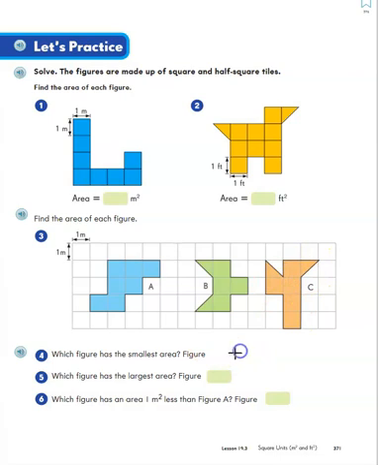So we can see that figure B is definitely the one with the smallest area because that one was only 5 square meters. Number 5, which figure has the largest area? That would be figure A because that one had an area of 7 square meters. And then number 6 says, which figure has an area 1 square meter less than figure A? So we know figure A had an area of 7 square meters, right? And then C had an area of 6 square meters. So that would be 1 square meter less than figure A. So this would be figure C.